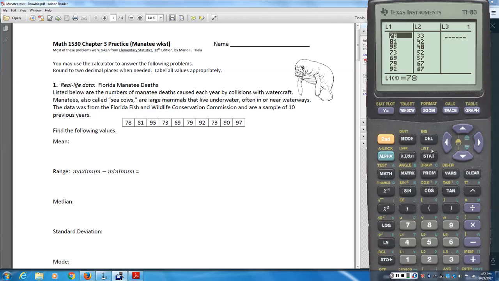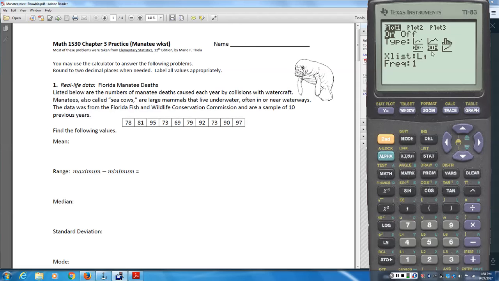Okay. Here's your steps. You hit your second and your Y equals button. You press enter to select plot 1. If it's not already on, if it says off, then you need to put the cursor on it and press enter to turn it on. And from there you have to go down arrow.